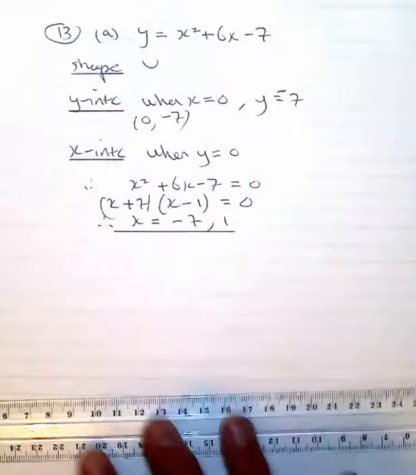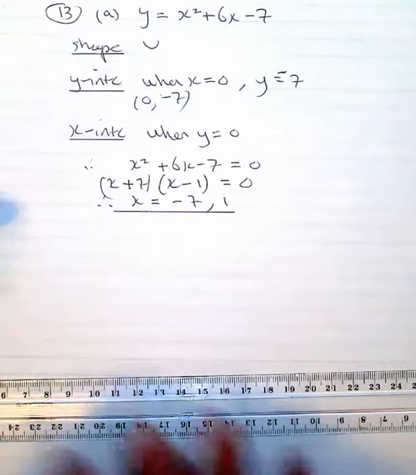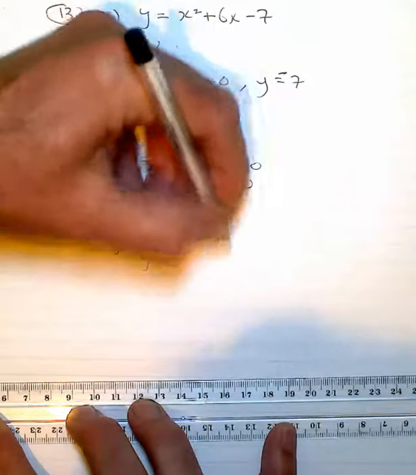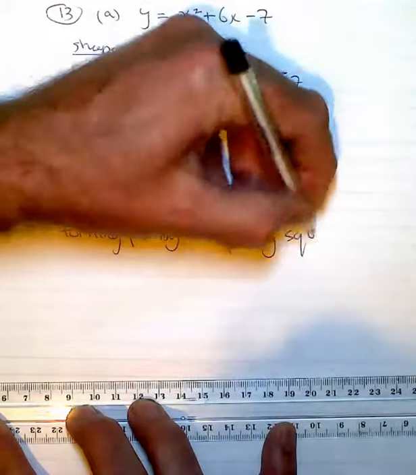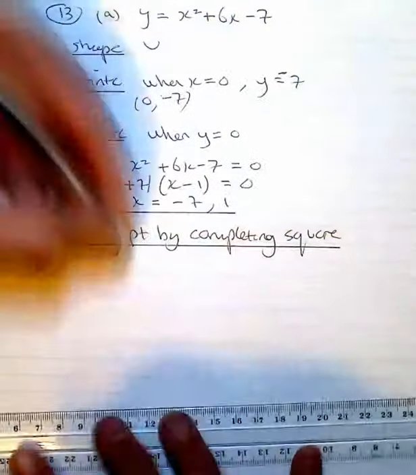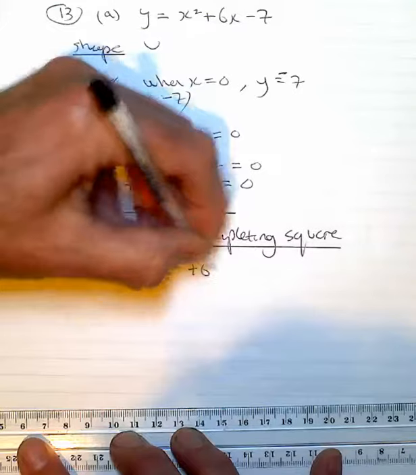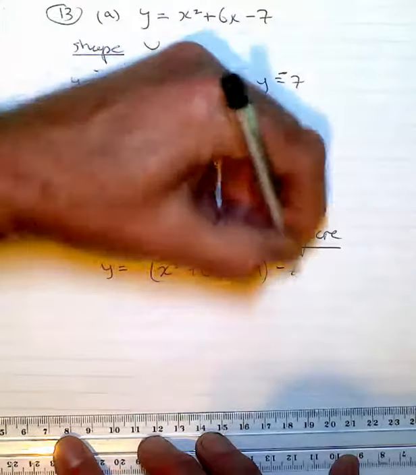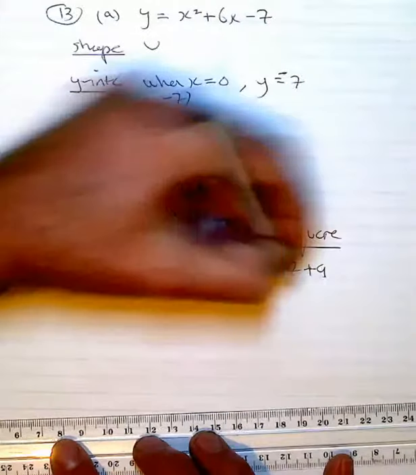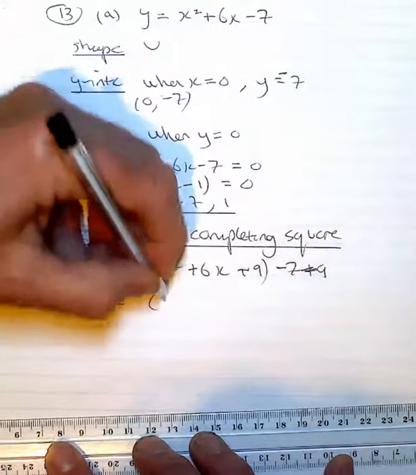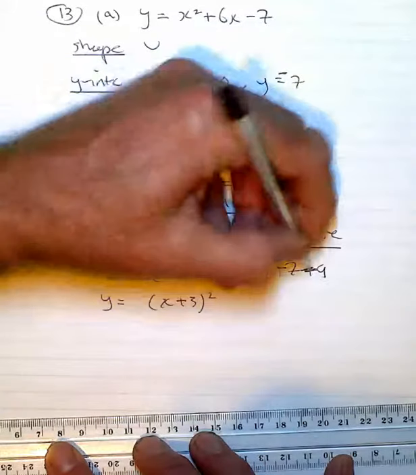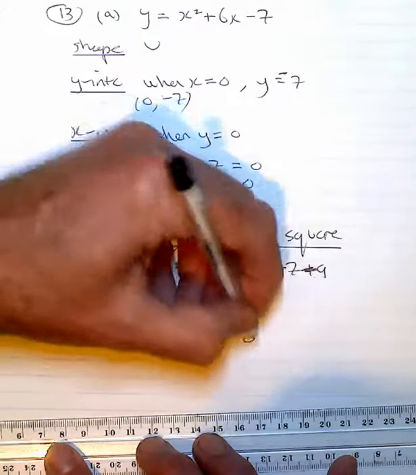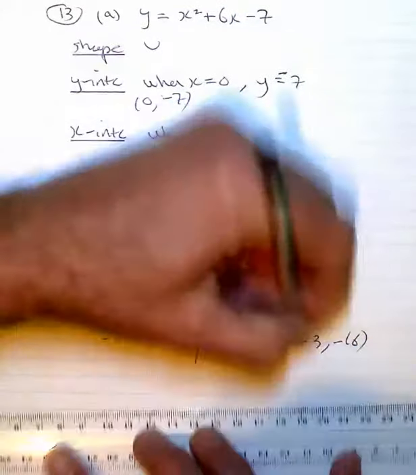So x is -7 and 1. Now what remains is the turning point. Now I'm going to find the turning point in this instance by completing the square. Now halving and squaring 6 is 9. What I add, I subtract. So therefore the turning point is at (-3, -16).